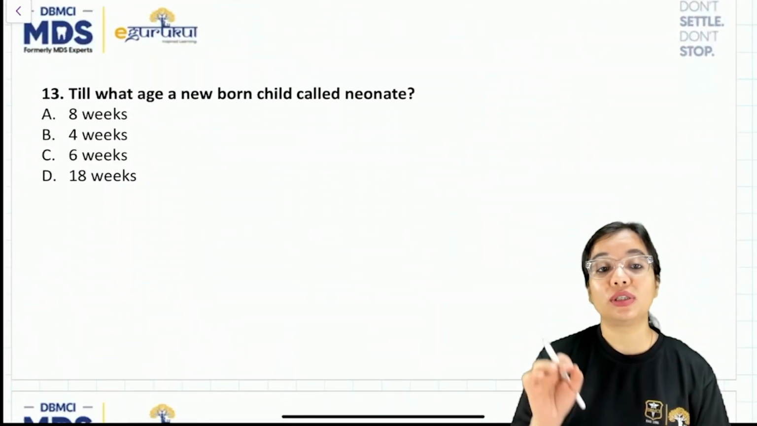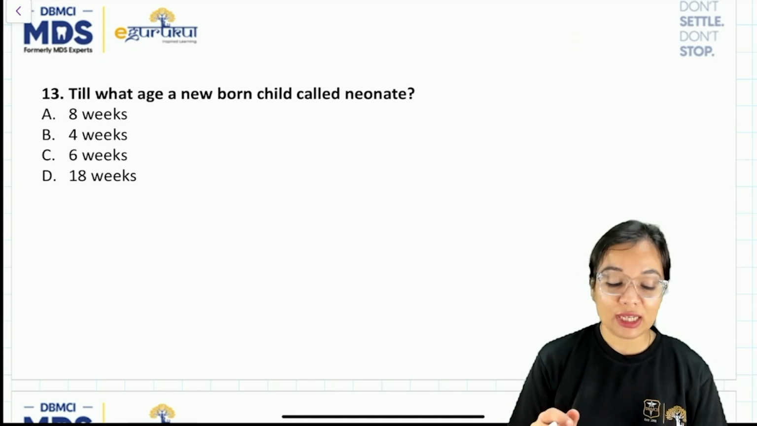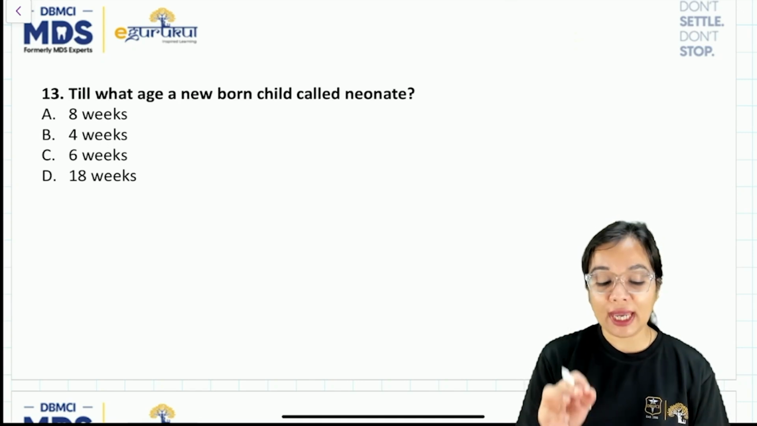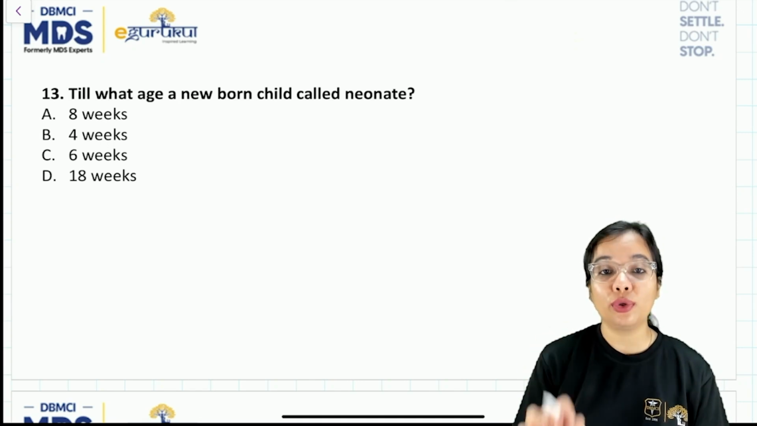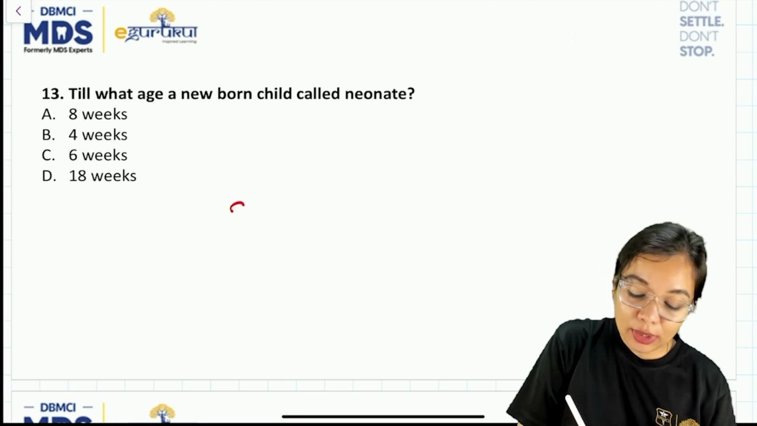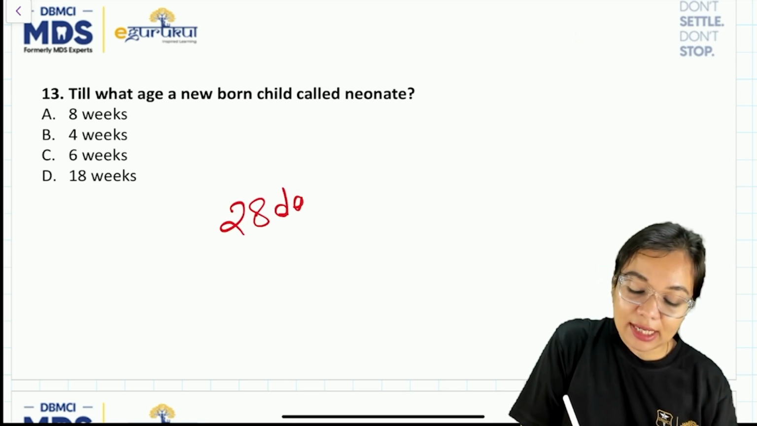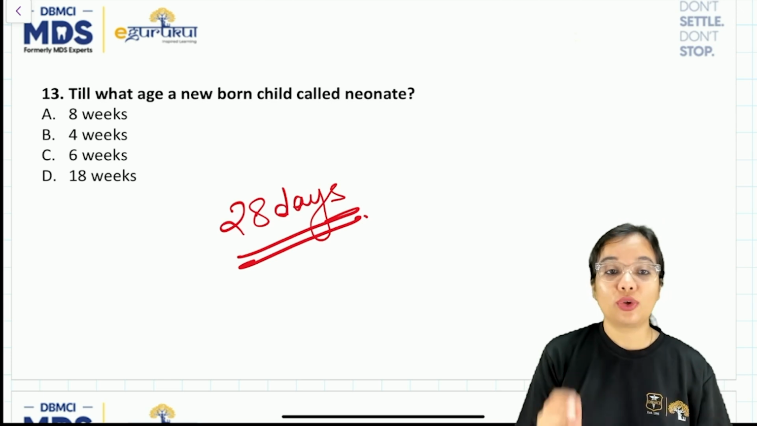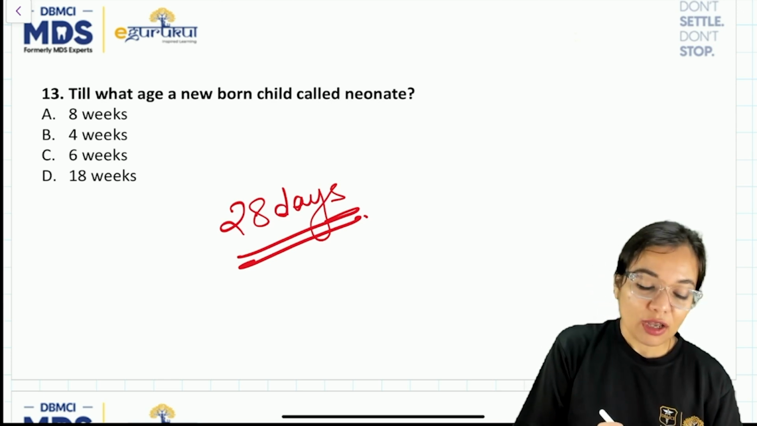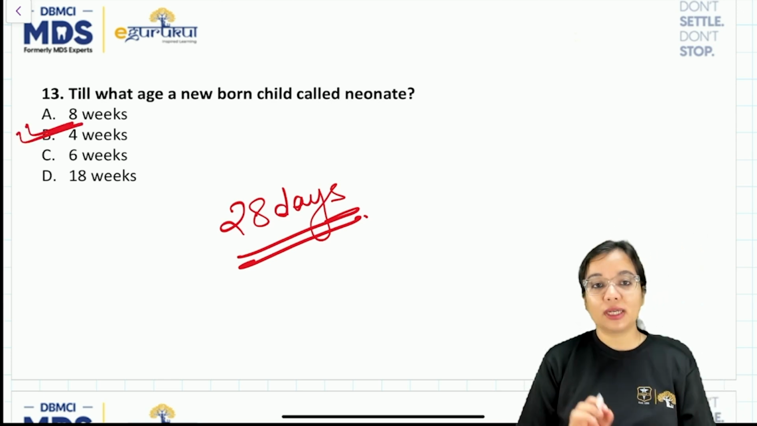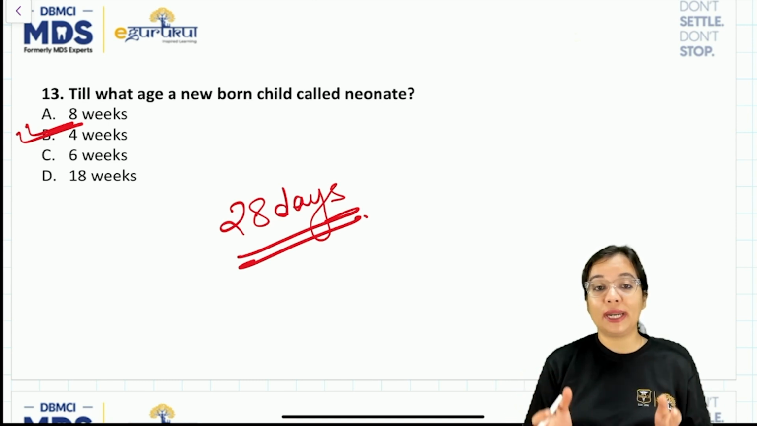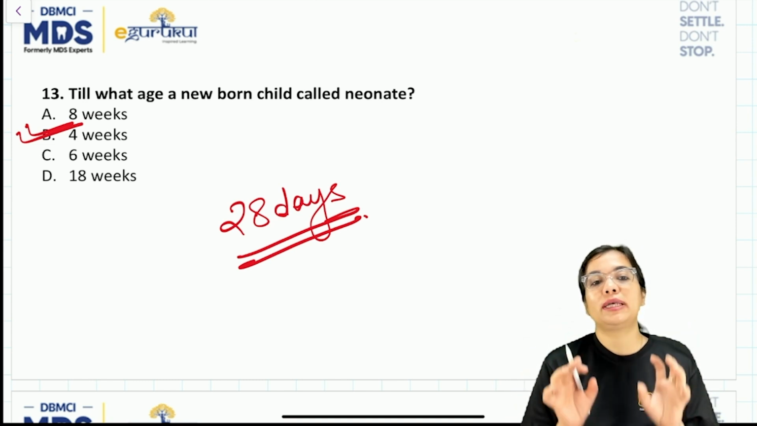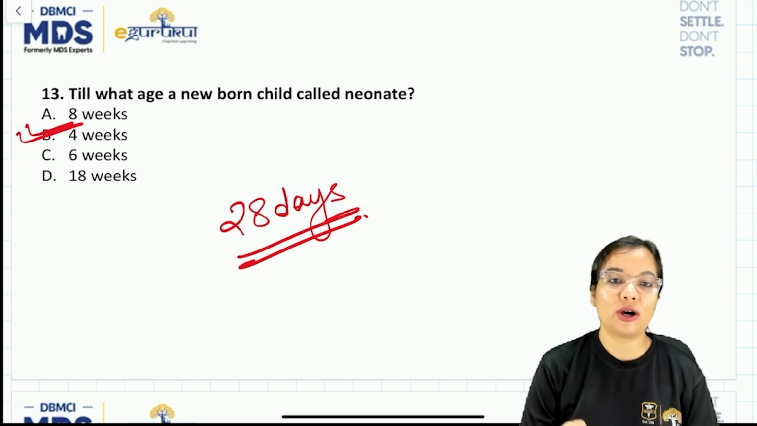That brings us to the 13th question. So it's an easy question. Till what age is a newborn called a neonate? Basically, a neonate is any child that is under 28 days of age. So 28 days means 4 weeks or 1 month. So any child who is 1 month or below is called a neonate. So that is option number B.